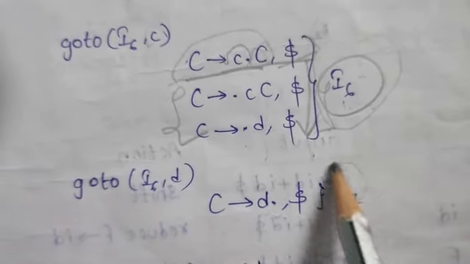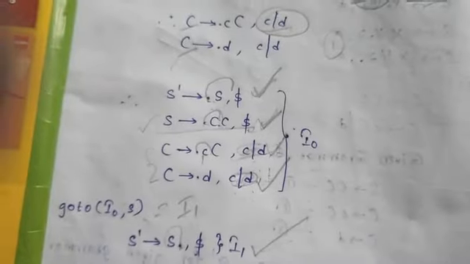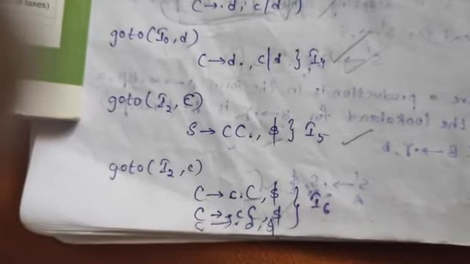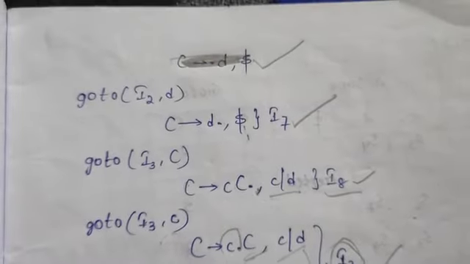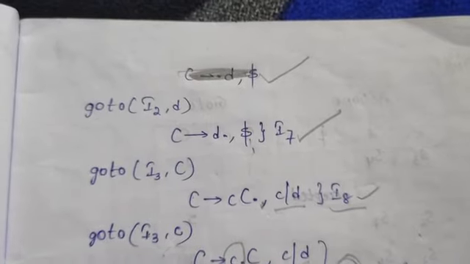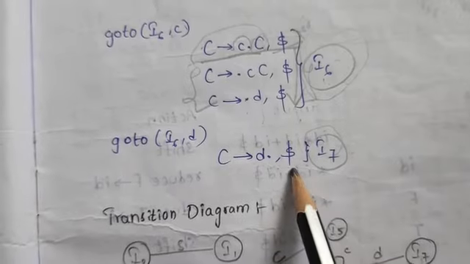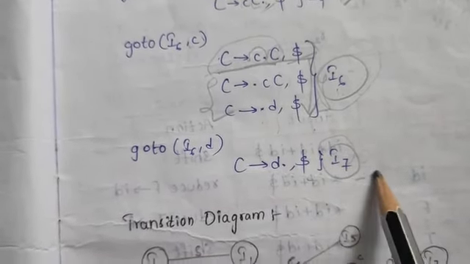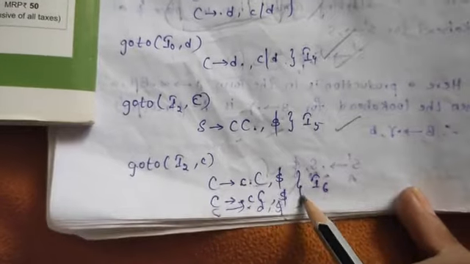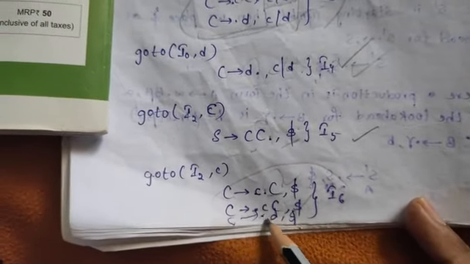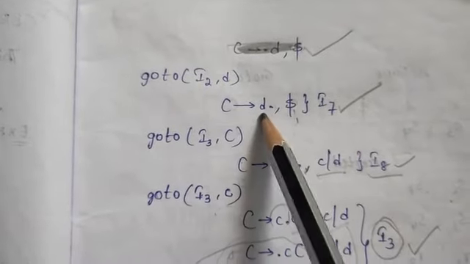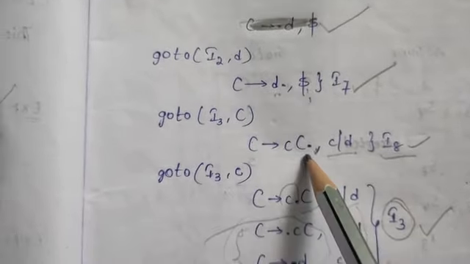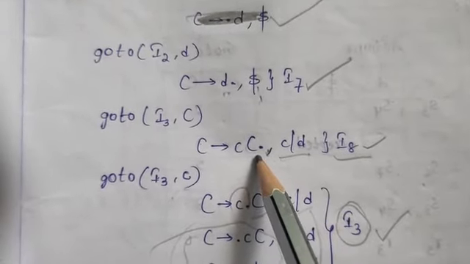Again, before giving a new number to this one, we'll check it against I0, I1, I2, I3, I4, I5, I6 and I7. It absolutely matches I7. Look at the dollar also. For that reason there is no need to give a new state number; it will simply be the I7 state. So this entire production is also completed. Then we are checking this one: the dot is already moving to the end of the state, and here also the dot is moving to the end of the production.